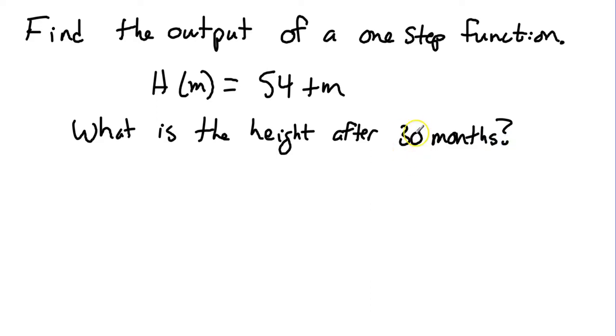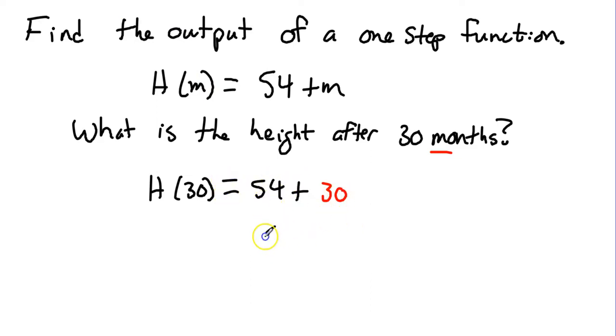Where, again, you're just going to take this number you got and plug it back in. So your months is 30, so that's your m part of it. So take 30 and plug it back in. And it's, again, just a one-step problem, so when you get to it, it's just 54 plus 30. It's 84.